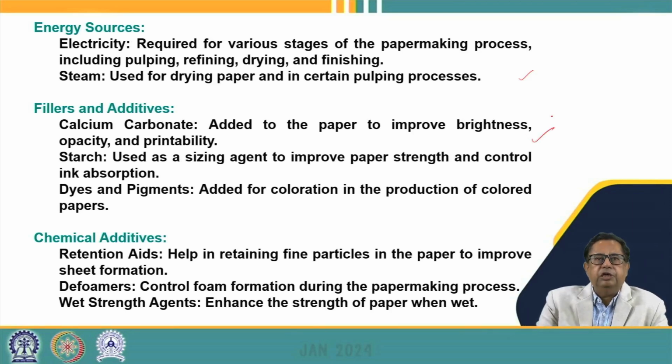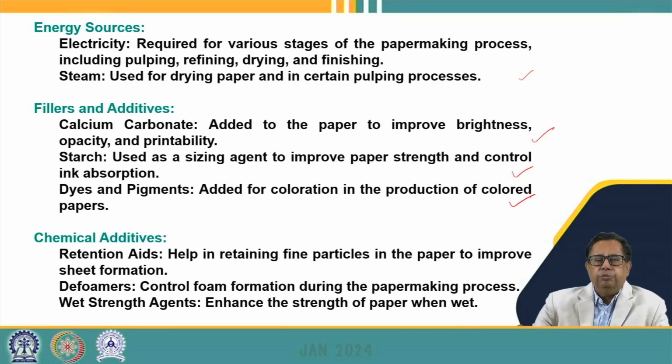Similarly, a number of fillers and additives may also be used. For example, calcium carbonate may be used to improve the brightness, opacity, and printability of the paper. Similarly, we also use starch so that we can improve the paper strength. We can also control the ink absorption by the paper.